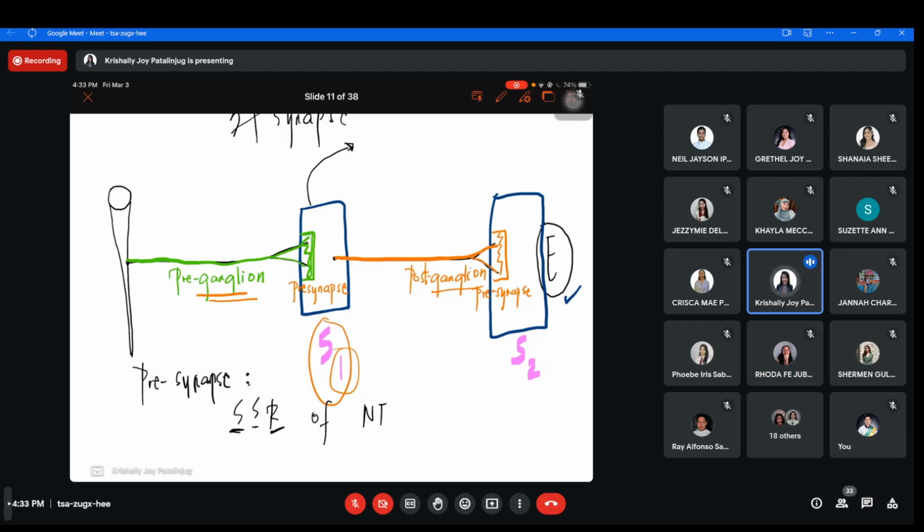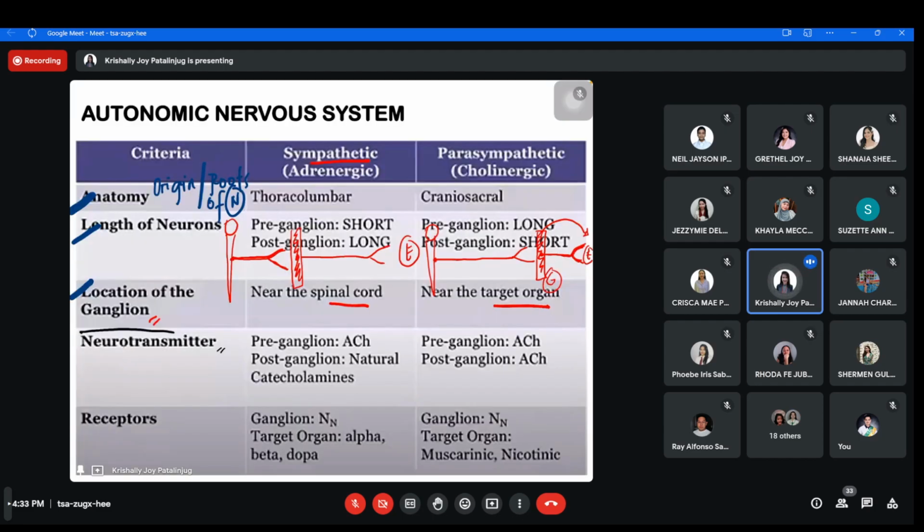Diyan connected yung fourth criterion on the anatomical differences ng sympathetic and parasympathetic. That's why nakalagay dyan, ano yung neurotransmitter release ng preganglion ni sympathetic? Ano naman yung neurotransmitter stored, released sa postganglion ng sympathetic? Okay, so I hope you understand bakit preganglion yung preganglion at saka postganglion ang being labeled there.